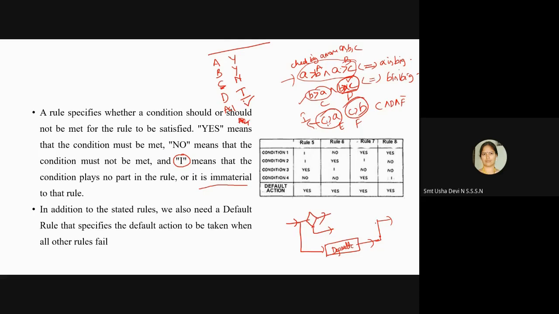Okay? So at that particular instance only, it is taking I. Later it is not taking I, it is taking some other value. Sometimes it may take yes, sometimes it may take no. Okay?